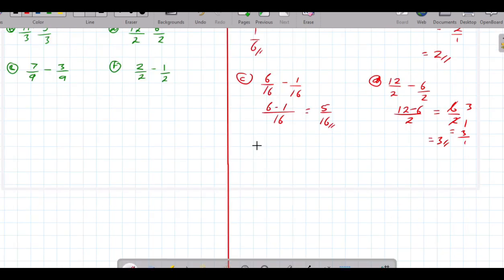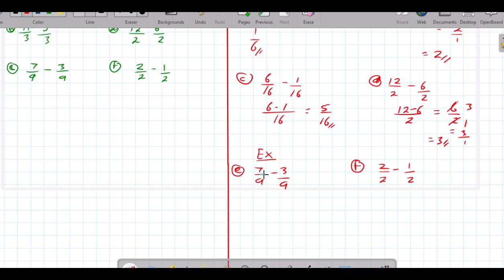For questions E and F, I want you to take them as an exercise, and you write your answers in the comment section. That is, for question E, 7 over 9 minus 3 over 9. You solve that and write your answer in the comment section. Then for question F as well, that's 2 over 2 minus 1 over 2. I want you to write your answer in the comment section.